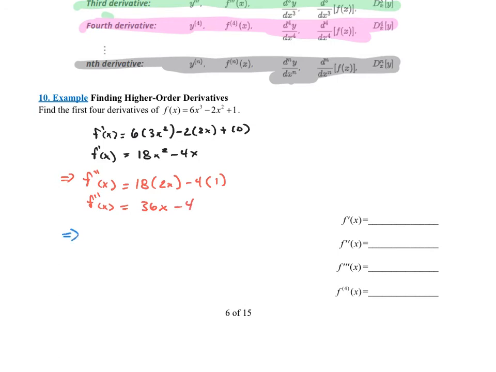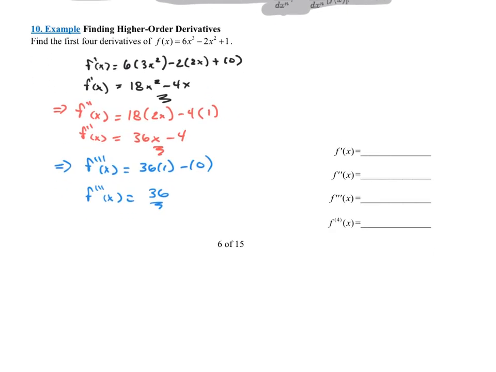This allows me to find the third derivative, f triple prime of x. The derivative of 36x would be 36 times the derivative of x, which is 1, minus the derivative of 4, which is quite simply 0. So for my third derivative, I'm getting a value of 36, okay? Now let's go to the fourth derivative, because that's what it asked for, all the way to four derivatives. So this is f, we put a 4 in the exponent with parentheses around it. So this is the fourth derivative, and the derivative of 36 is simply 0.